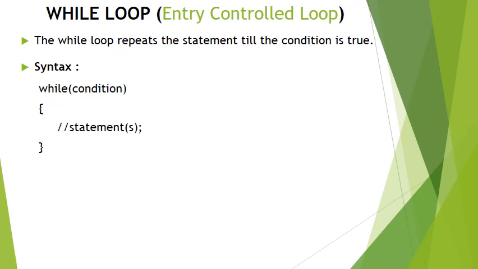Now we are moving on to the while loop. The while loop is known as an entry controlled loop. The while loop executes a particular set of statements as long as the condition is true. The syntax is while, and inside the parentheses you have to give a condition. Whenever the condition is true, the loop body will be executed. Okay. And whenever the condition becomes false, it will not execute the loop body.